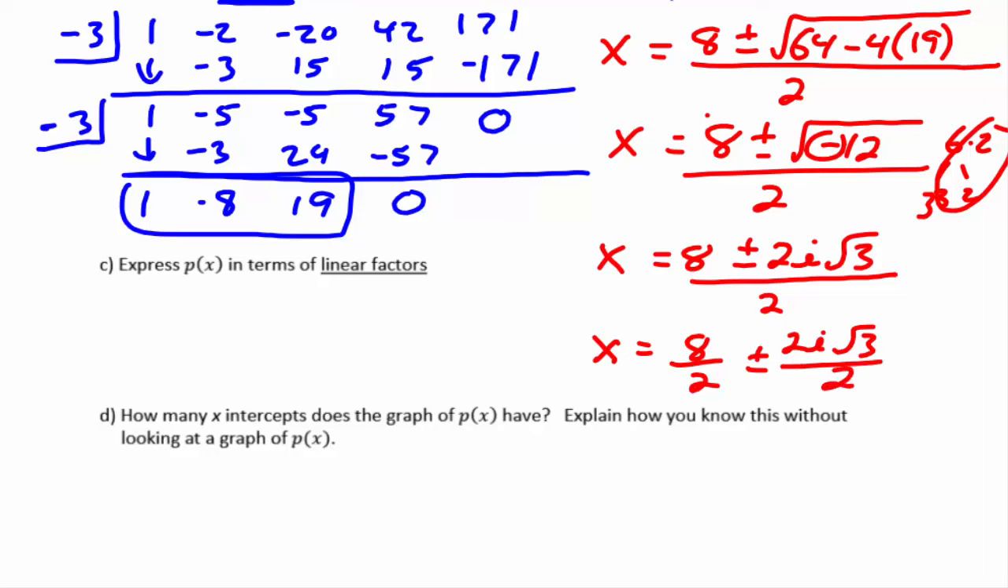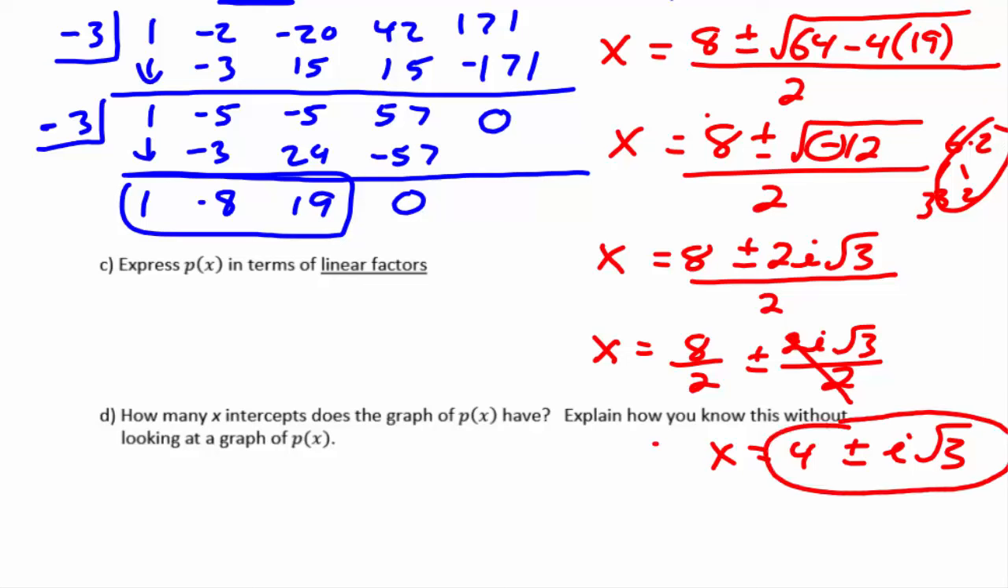And now we can simplify. 8 over 2 is 4. 4 plus minus, and then the 2's reduce to 1, i radical 3. So we have 4 plus minus i radical 3. There's my other solution. So I have 4 solutions. I have -3, -3, 4 plus i radical 3, 4 minus i radical 3. 4 solutions like we said we were going to have.